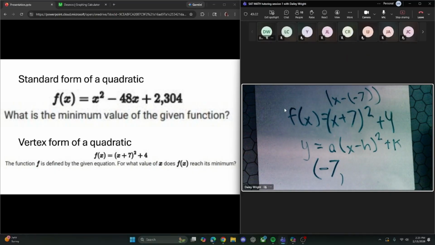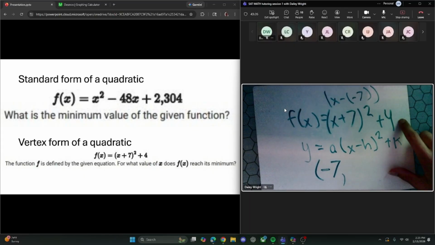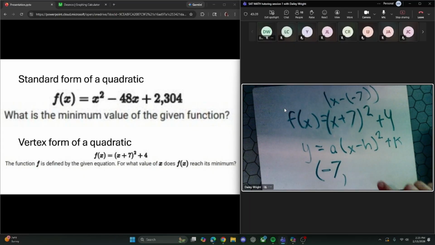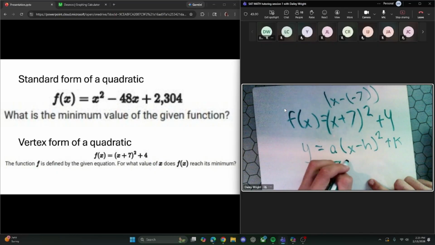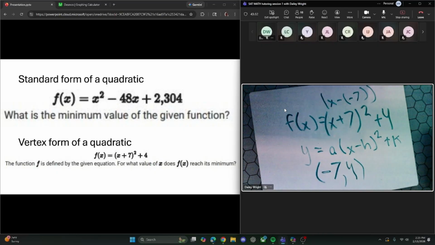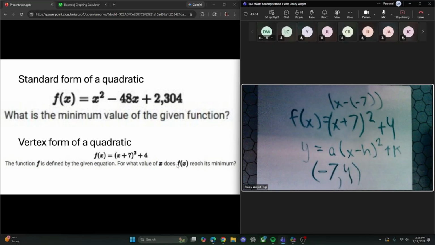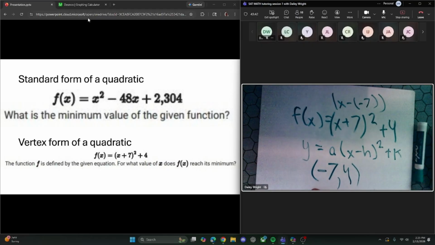The y coordinate is going to be positive 4, because it's plus k, and the 4 is positive, so your y coordinate is going to be positive 4. The problem is asking for what value of x does f of x reach its minimum. We know the vertex is negative 7, 4, so the value of x would be negative 7.